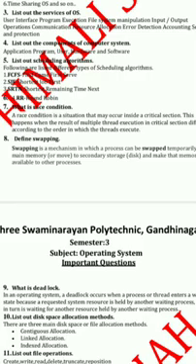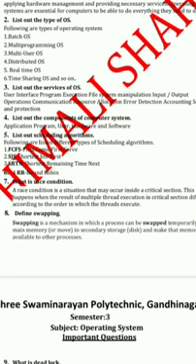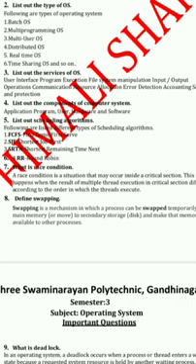Okay. So these are the most important questions and repeatedly asked in GTU. So mind well and learn these questions for the GTU exam.